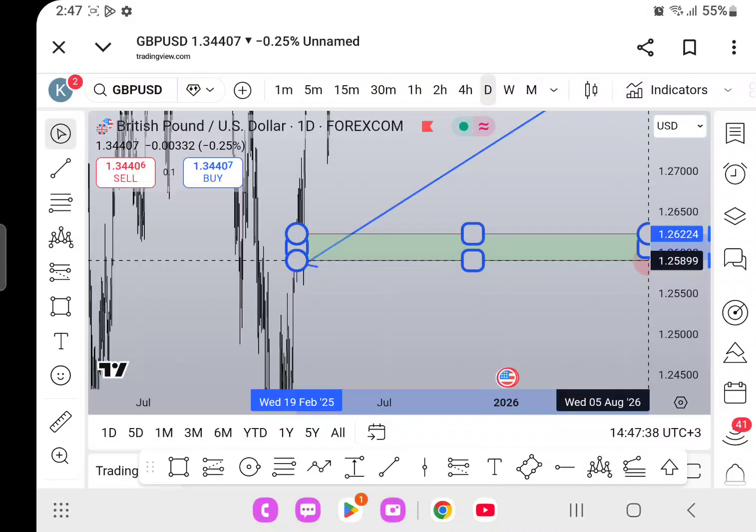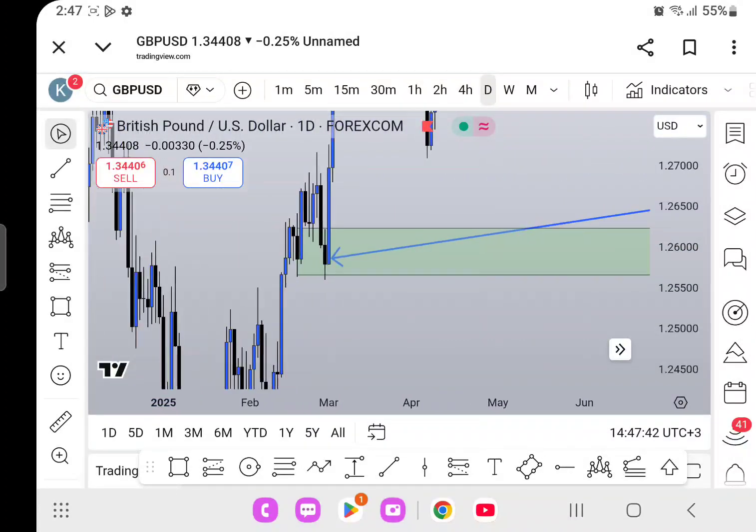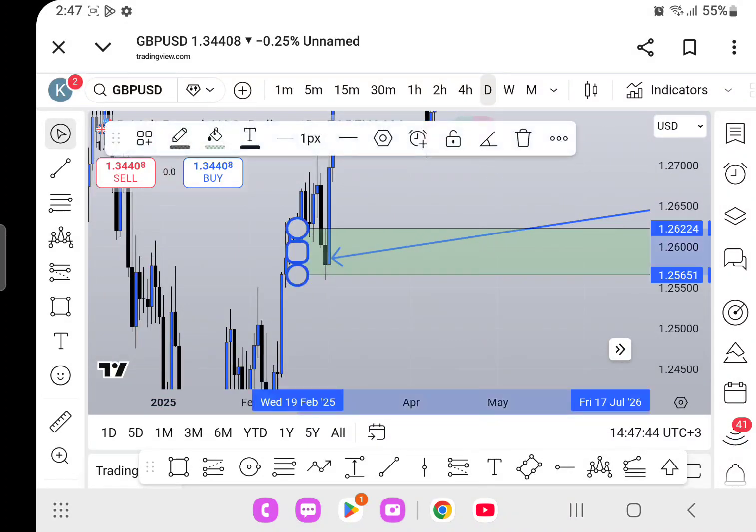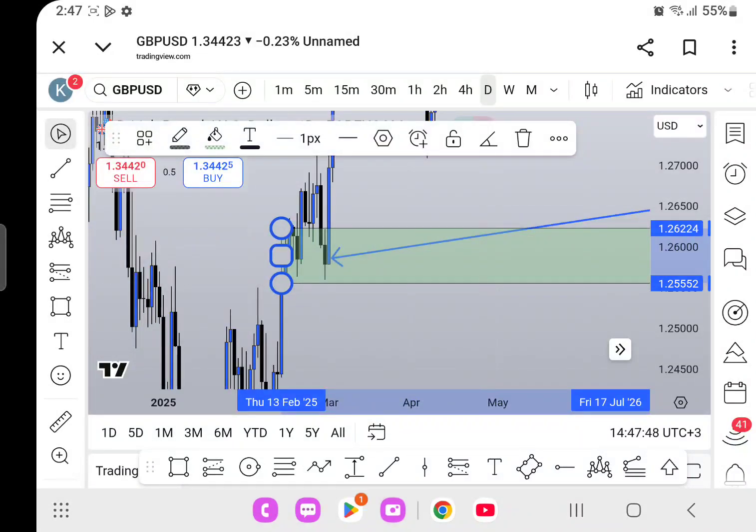Hope you guys view this. This can be our perfect demand on the daily time frame, not something hard. This can be our demand zone.